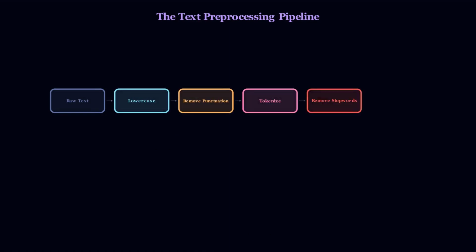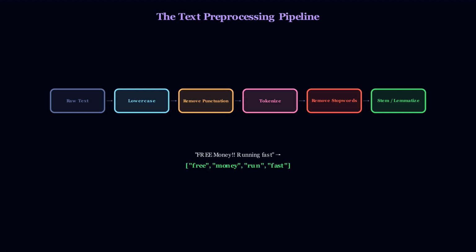Before vectorizing, raw text needs cleaning. Step 1. Lowercase everything. Free and free should mean the same thing. Step 2. Strip punctuation and numbers that add noise, not meaning. Step 3. Tokenize. Split the sentence into individual words. Step 4. Remove stop words. Words like the, is, and, that carry no classification signal.